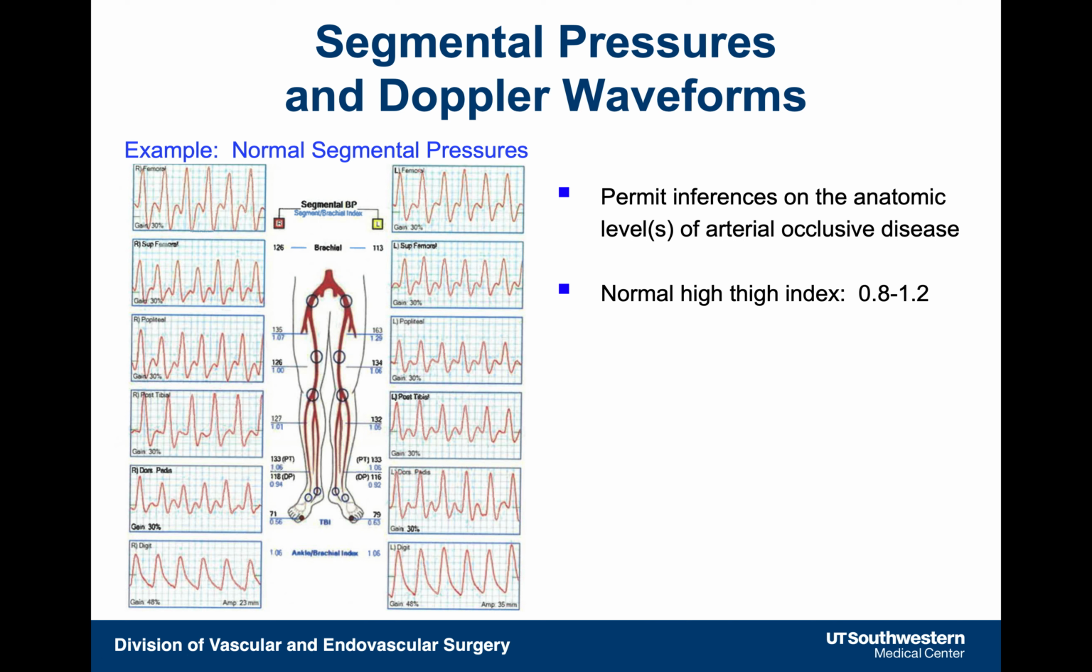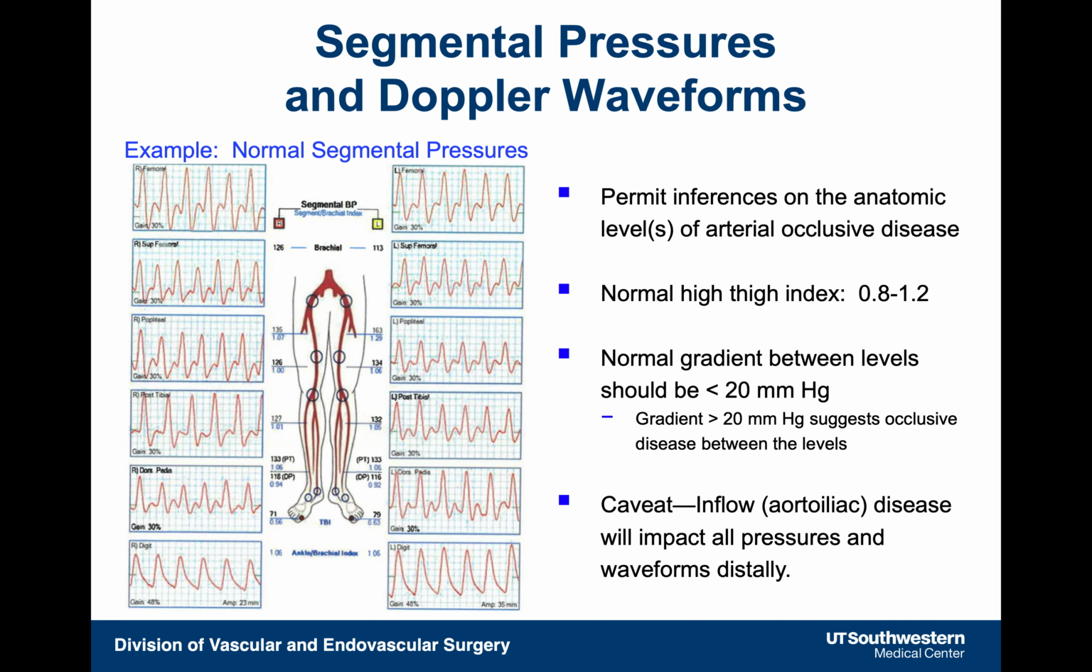Specifically at the high thigh, the normal high thigh brachial index should be 0.8 to 1.2, and specifically between levels, the gradient should be less than 20 millimeters of mercury. So if you see, for instance, a drop from the low thigh to the calf of 30 or 40 millimeters of mercury, this might be indicative of occlusive disease in the popliteal or proximal tibial arteries. And I should say, I'm sorry, from the popliteal level to the ankle level.